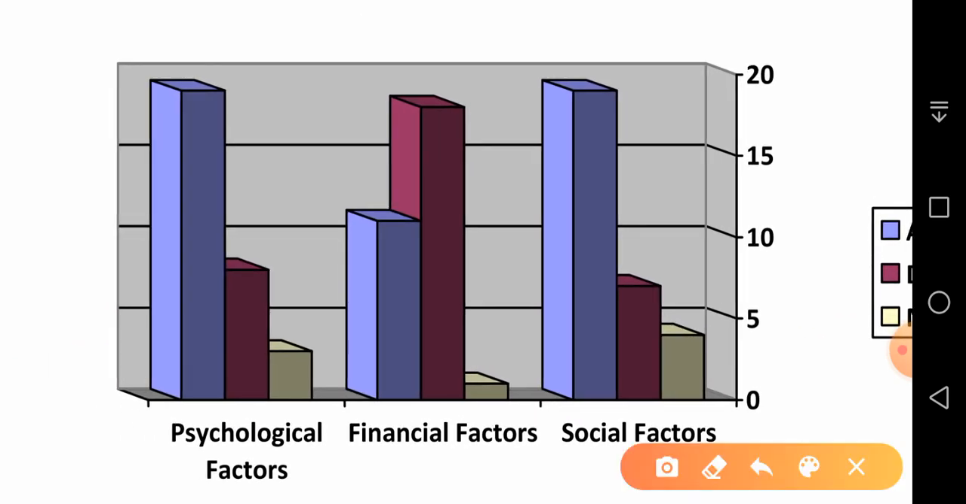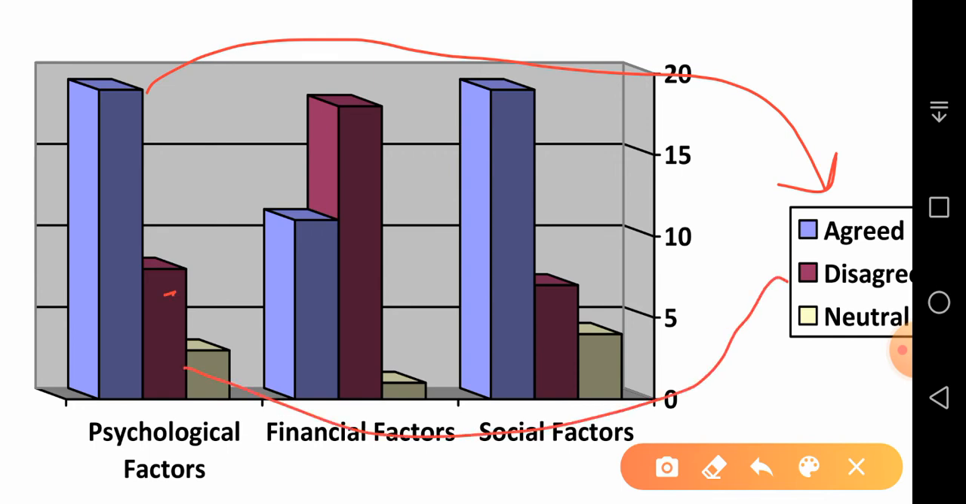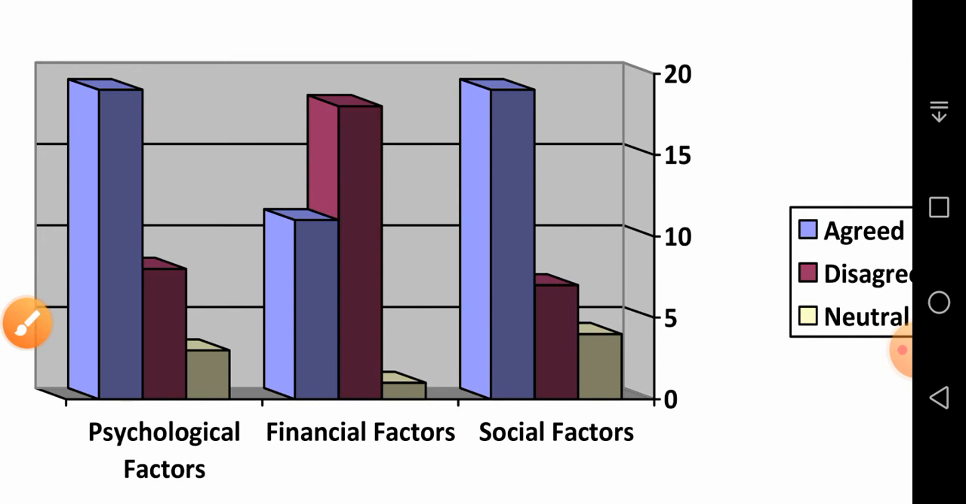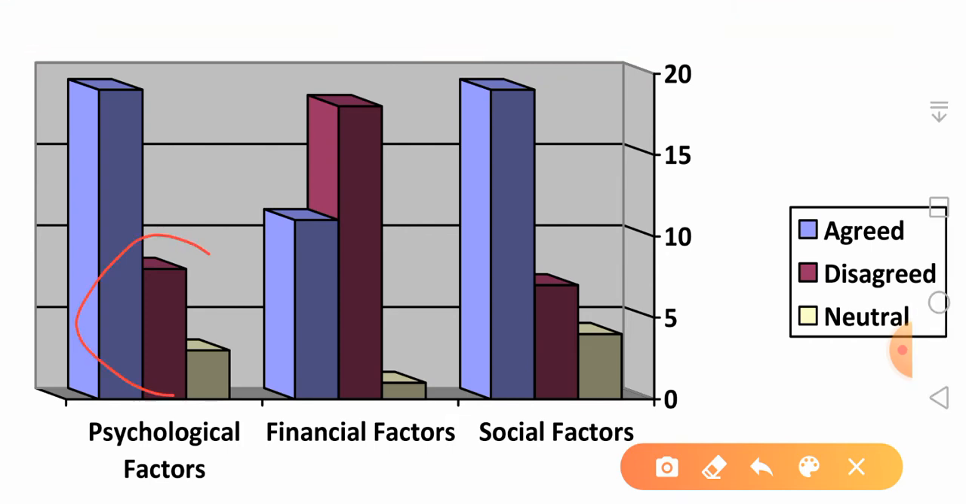So there are 3 bars: psychological factors. See psychological factors, agreed. Many students said that because of psychological factors, students can't speak English. And as you can see, disagreed is shown here, and this is neutral. So in each category I have shown 3 bar graphs. Each bar graph has 3 variables, which means agreed, disagreed, neutral.